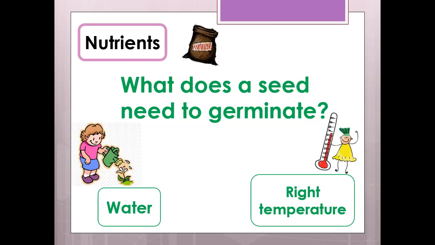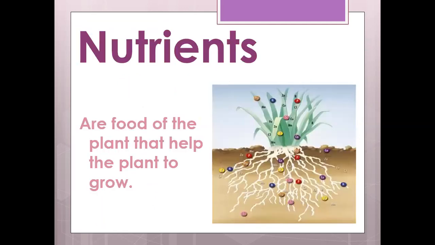The nutrients, it's like the food of the plant. Of course, the water and the right temperature, not very hot, not very cold, as each seed or each plant needs the right temperature for itself to be growing, right? Okay, so the nutrients, they are the food of the plant that helps the plant to grow, okay?